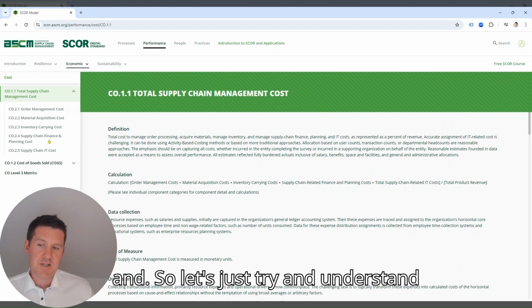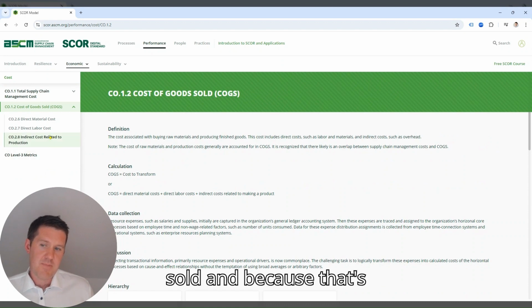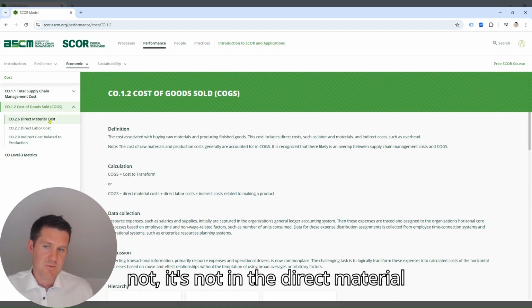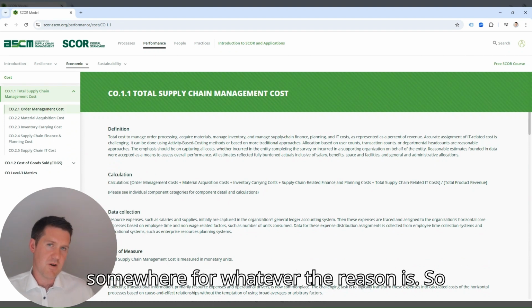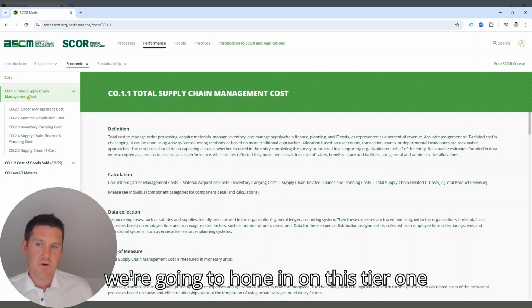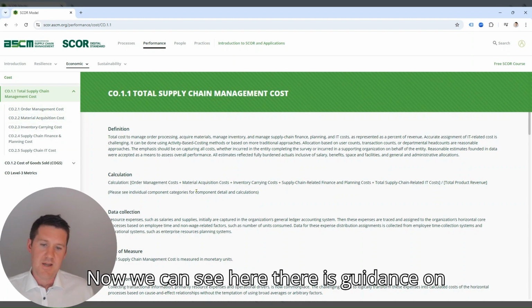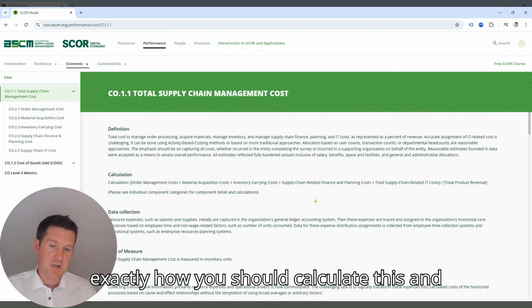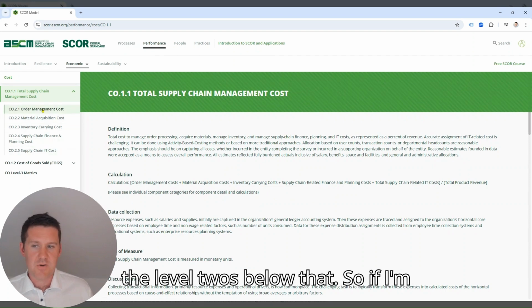So let's just try and understand. It's not to do with the cost of goods sold, because it's not in the direct material cost. It's actually a supply chain cost because we seem to be losing stock somewhere for whatever the reason is. So we're going to hone in on this tier one of total supply chain management cost. Now we can see here there is guidance on exactly how you should calculate this, the data collection, and then we've got the level twos below that.